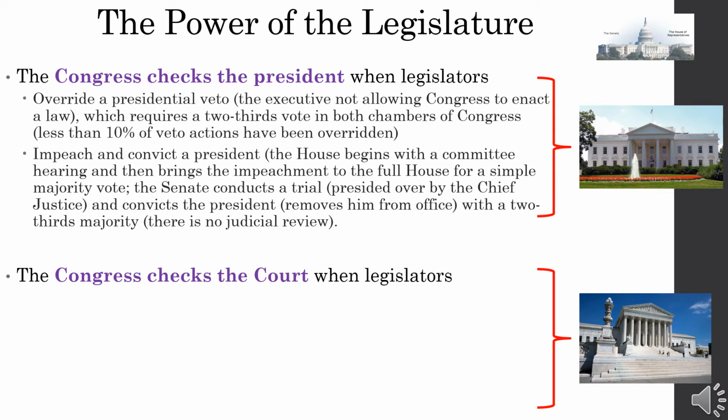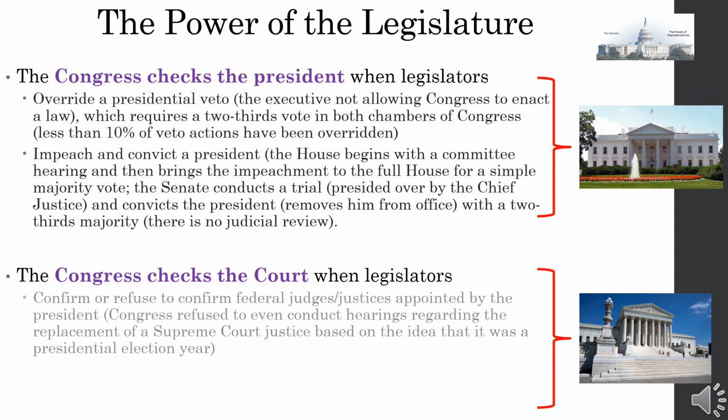That Congress also checks the courts when legislatures do one of three things. The first thing goes like this. The President of the United States gets to decide who will be a member of the court, who will be a Supreme Court justice, who will be a judge in a federal court. But Congress has to consent. They have to say, we agree that this person should be in that job. Congress can confirm or refuse to confirm federal judges and justices appointed by the president.